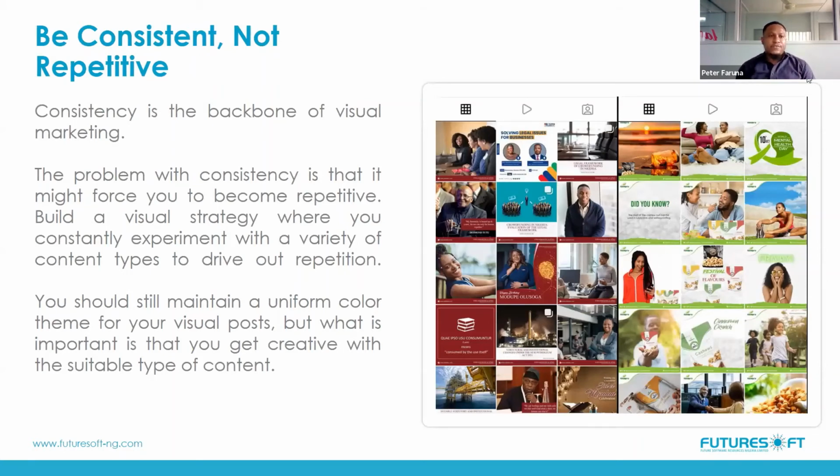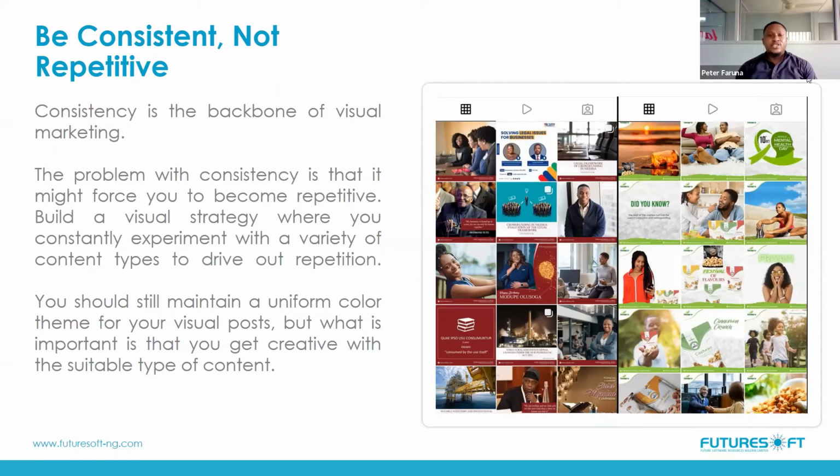Consistency is the backbone of visual marketing. The problem with consistency is that it might force you to become repetitive. Build a visual strategy where you constantly experiment with a variety of content types to drive out repetition. So, like I said earlier about involving your audience, that's one idea.